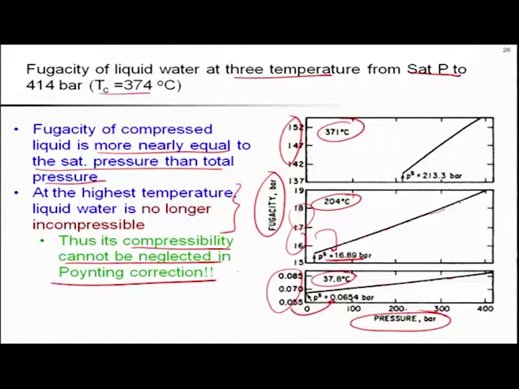So we will stop here, and we will continue our exercise of understanding this thermodynamic property from volumetric data in the next lecture.